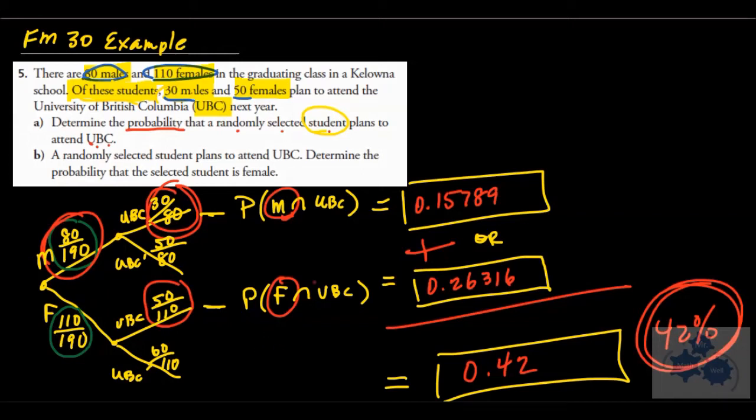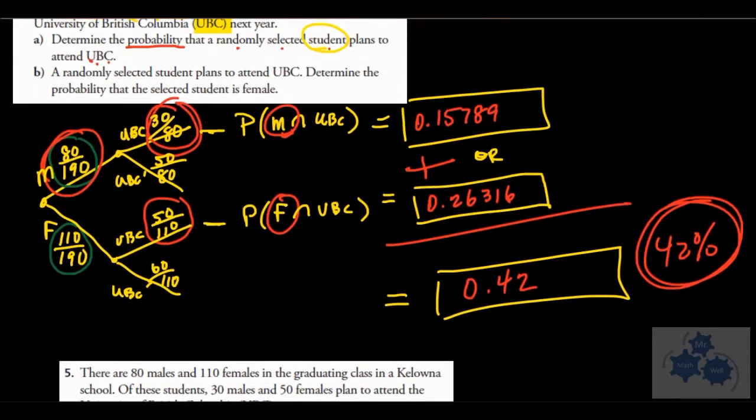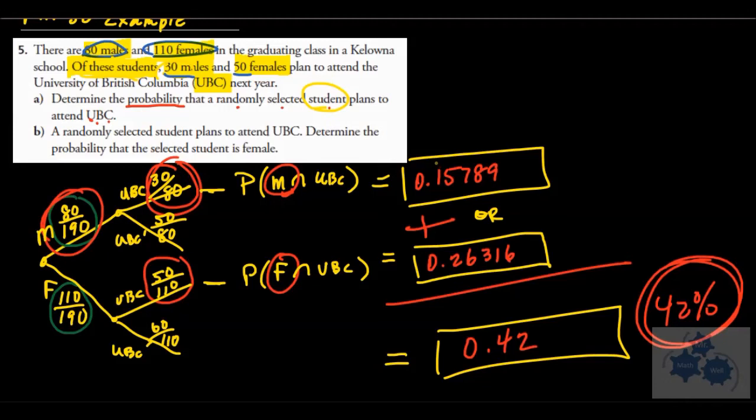So we're going to take a look at B here as well. B says a randomly selected student plans to attend UBC. So a randomly selected student is already attending UBC. Determine the probability that the selected student is female. All right, so for this one, I certainly would go back to our tree diagram. And I'm just going to go back up here for a second. And so we're going to meet a student that is going to UBC.